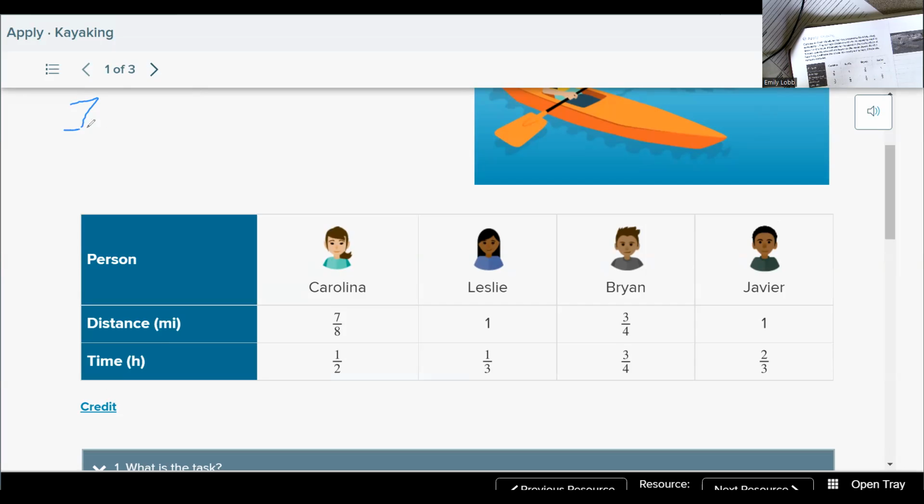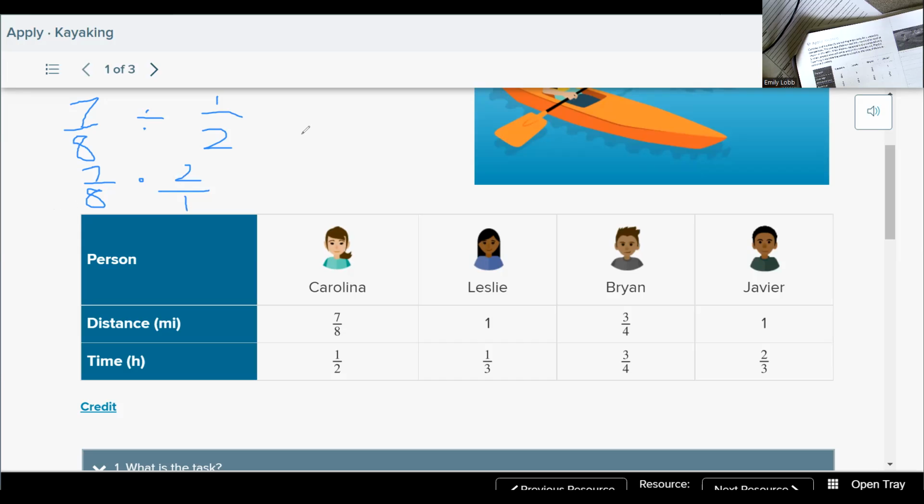So 7/8 divided by, this is going to give us per, and we want it by per hour. That's our rate. We want to see who's going the fastest. Divided by 1/2. Well, we know we can't divide fractions, so we have to take the multiplicative inverse. So we keep the first, we change to multiplication, and we flip the fraction.